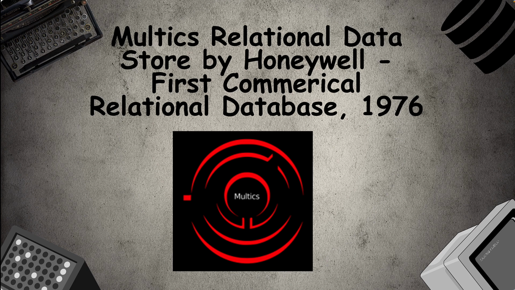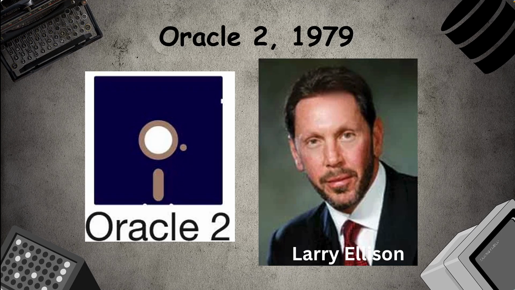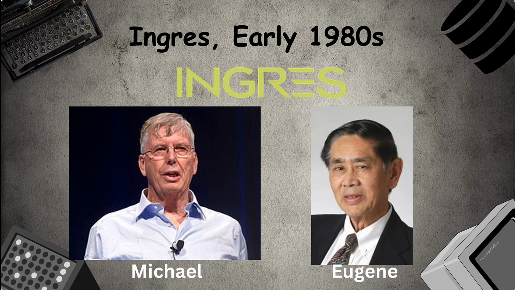Unfortunately, it faded from the spotlight partially because it used a proprietary query language instead of SQL. Oracle, then named Software Development Laboratories, released version 2 in 1979, and Ingres, a research project started in 1973 at UC Berkeley by Michael Stonebraker and Eugene Wong.